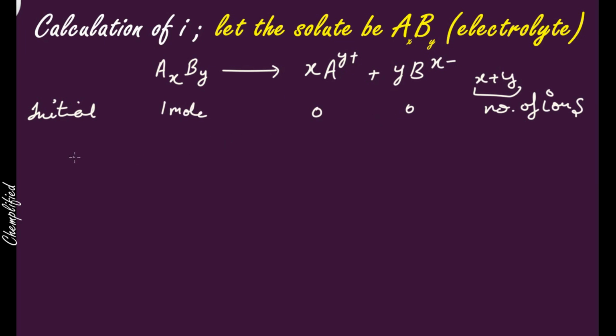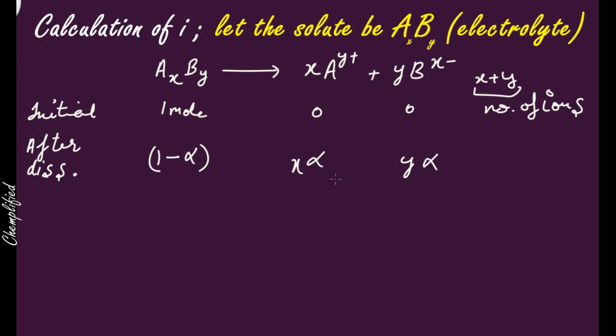Now after some time, that is after dissociation, let us suppose alpha number of ions are dissociated. So how many are remaining? 1 minus alpha. How many ions are formed? X alpha and Y alpha. Right? In equilibrium we have done this.